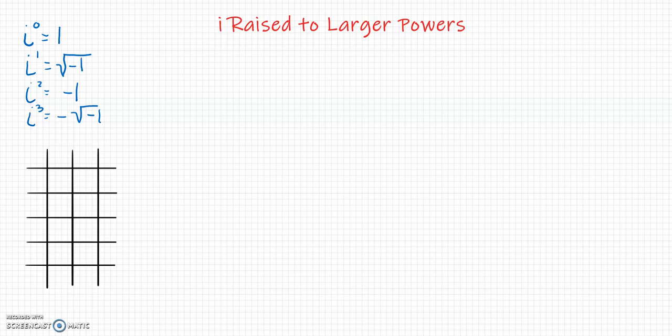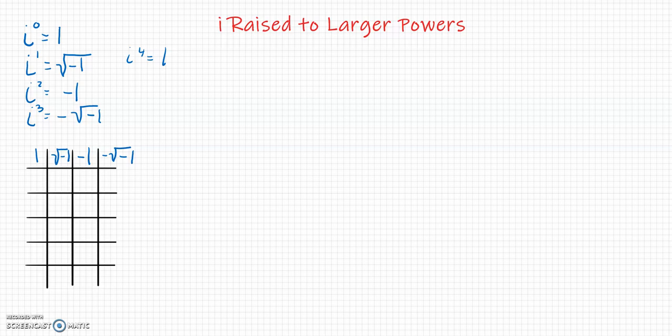And in that previous lesson, we discovered that if we did i to the fourth, it took us back to 1. So there was this cycle of numbers. What I'll do here is list the 4 different answers we came up with. The only answers we ever got were 1, the square root of -1, -1, and negative square root of -1.